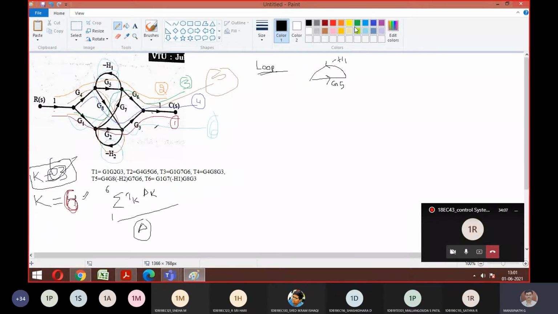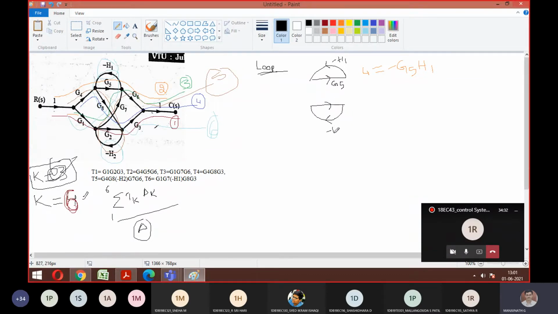If you take this as your L1, this is loop 1. What is the formula? It becomes minus G5 H1. Minus G5 H1 is your loop 1. Good. So where is loop 2, guys? This one is your loop 2, which has the G2 and H2 combination.